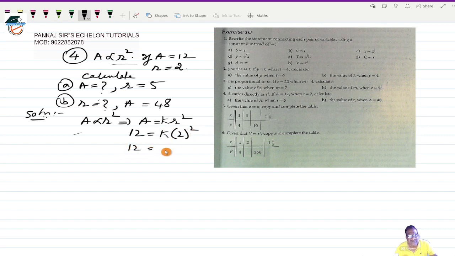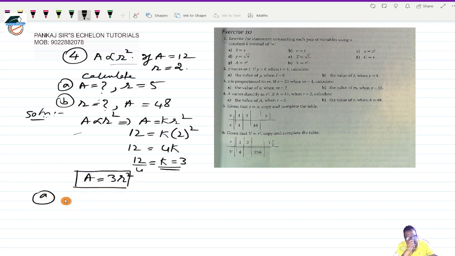This gives me 12 equal to 2 square is 4 and then K. So 12 upon 4 is equal to K, which is equal to 3. I get K equal to 3, which I'm going to put in this formula. A equal to 3 times R square. Fine. Now this is the formula which is going to give me all the answers. Okay. So A, they have asked you what is A when R is equal to 5.